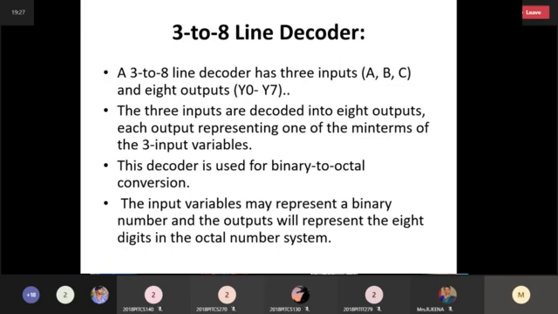Next one is the 3 to 8 line decoder. 3 to 8 means you are having 3 inputs and 2 power 3 outputs. N inputs and 2 power n outputs, right? So n is 3. 3 inputs and 2 power 3 means 8. The output will be 8 outputs. So your output starts with 0 and goes from 0 to 2 power n minus 1.